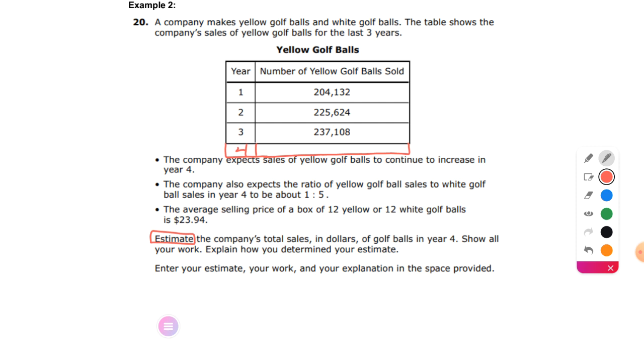Yeah. Or could I use some prettier numbers? Prettier numbers. Why can I use prettier numbers? Because it says estimate. So Cooper, what is a lot easier to work with than 204,132? That's still close. Make it a nice, pretty number.